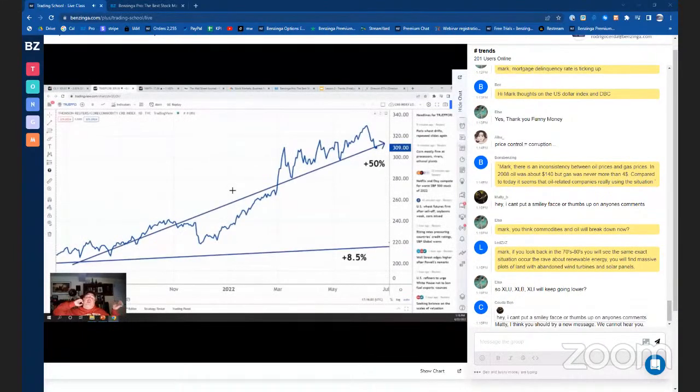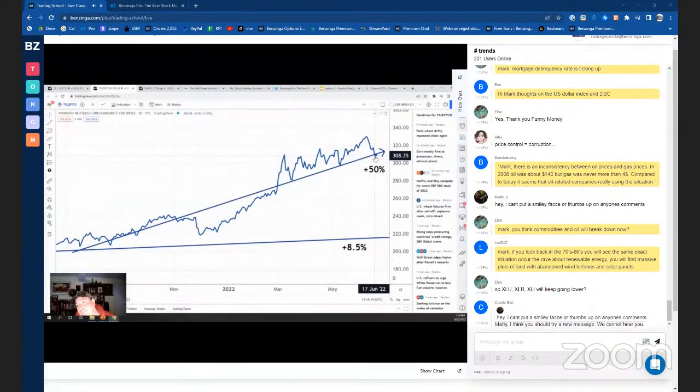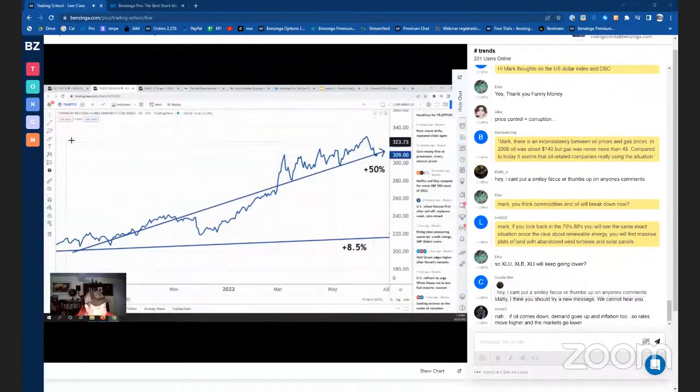Maybe what we're seeing is bullish. Maybe we are going into the soft landing here. Maybe the effects of these interest rate hikes are starting to work. Maybe that's what we're seeing here. So I don't know, I guess we'll just have to see. XLU, XLB, XLI will keep going lower.